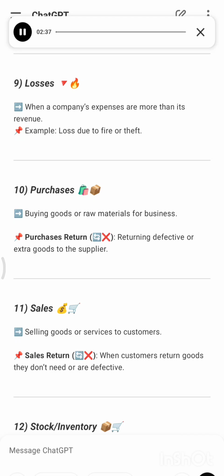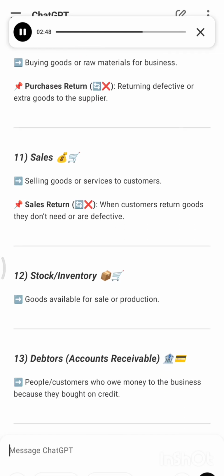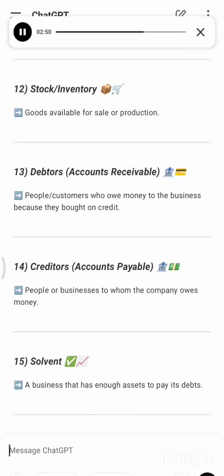11. Sales, selling goods or services to customers. Sales return, when customers return goods they don't need or that are defective. 12. Stock inventory, goods available for sale or production. 13. Debtors, accounts receivable, customers who owe money to the business because they bought on credit. Creditors, accounts payable, people or businesses to whom the company owes money.